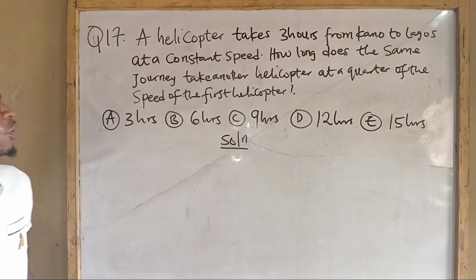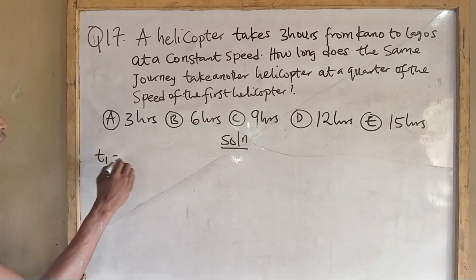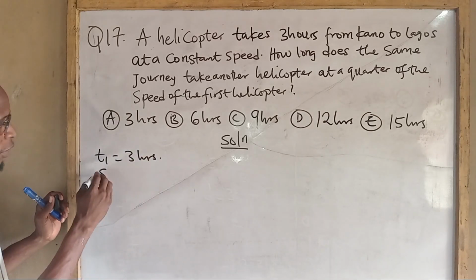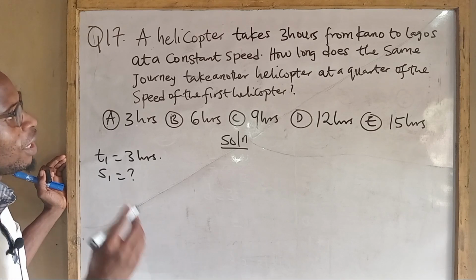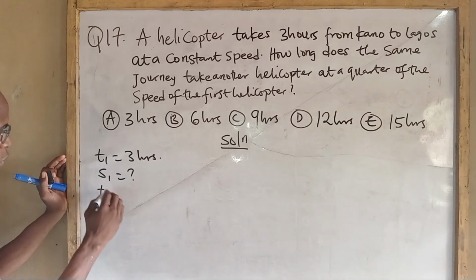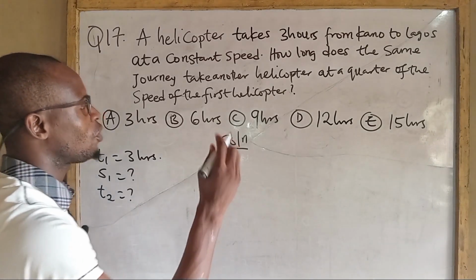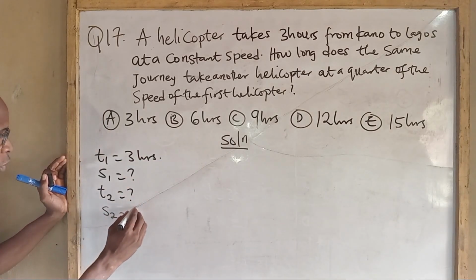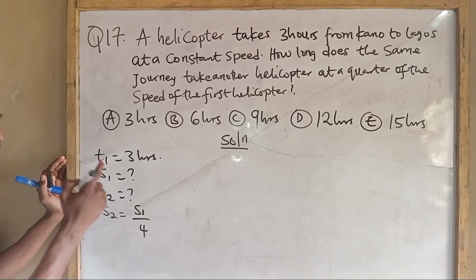Here goes the last question of the day, question 17. It says a helicopter takes 3 hours from Kano to Lagos. We can call that T1, which is 3 hours at a constant speed. Of course, we don't know the speed. Let's call it S1. How long does the same journey take another helicopter? That means we are looking for T2, which is unknown. The other helicopter travels at a quarter of the speed of the first helicopter. That means S2 will be equal to a quarter of the speed of the first one, that means S1 over 4.